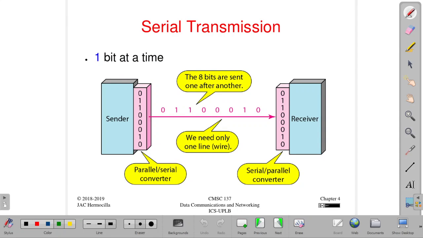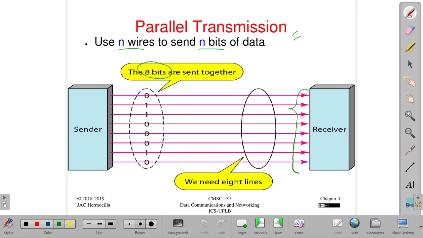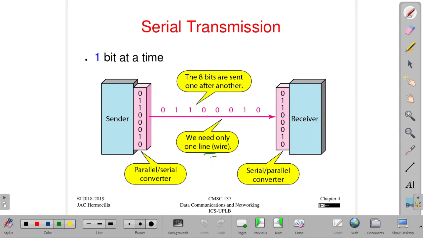Now for the serial transmission, you only need one wire, and you send the bits that represent information one character at a time. So here we are sending 0, 1, 1, 0, 0, 0, 1, 0. So we're sending the same bit pattern. We only have one wire, and we send those 8 bits one after another.